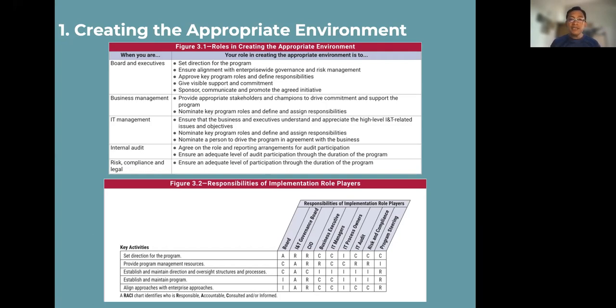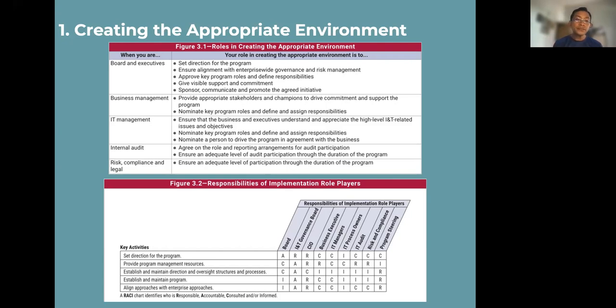And then if you are the business management, you need to provide the appropriate stakeholders, and you need to choose the champions within the groups to drive the commitment and also to support the program, and then don't forget to nominate the key program roles and also to define and assign the responsibilities. So it is similar to the board and executive roles and responsibilities, although this will be more technical for sure, because this is about business management, so it is a bit different from IT management, because this is more related to their business processes.